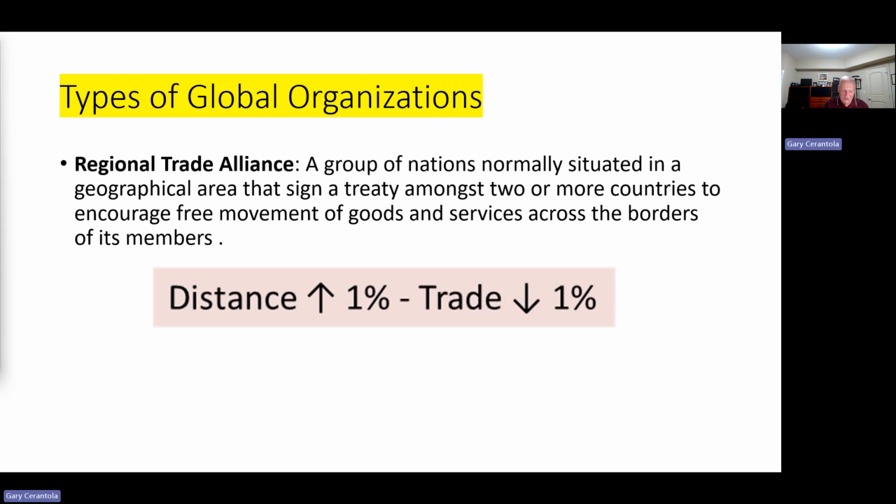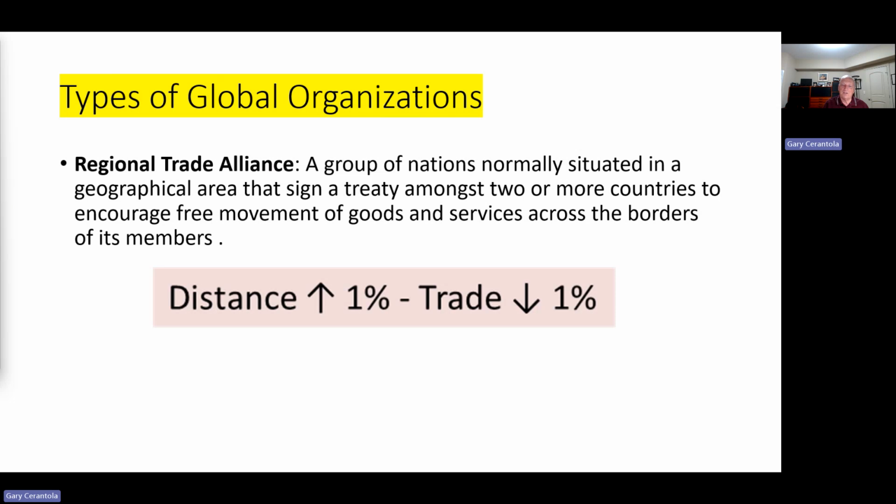In some cases, some of the organizations are just happy to be in a regional trade alliance because it's the type of growth that they want to maintain, and it's manageable and it does it for them. Other organizations want to be fully global because they want to grow as much as they possibly can.